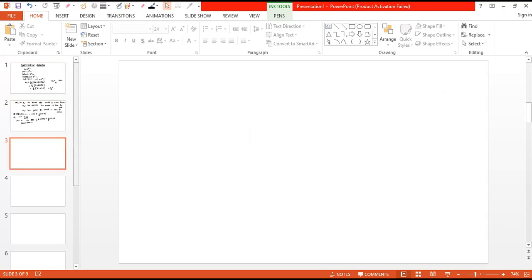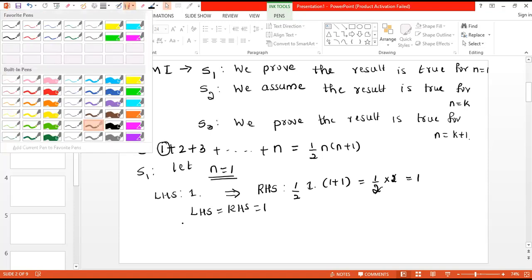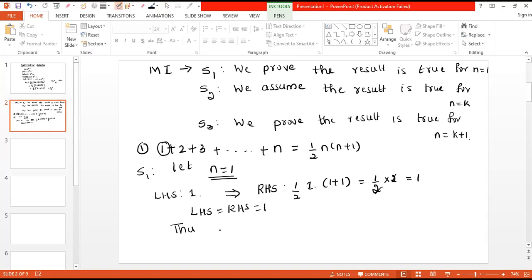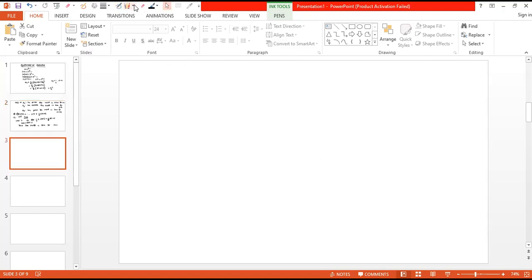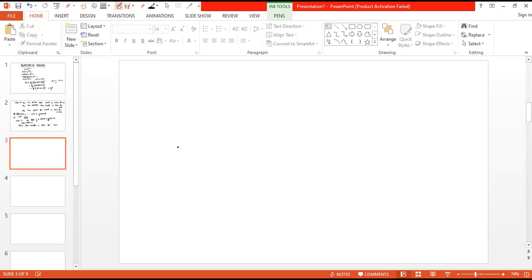This result is true. We can conclude that thus the result is true for n equal to 1. The first step.